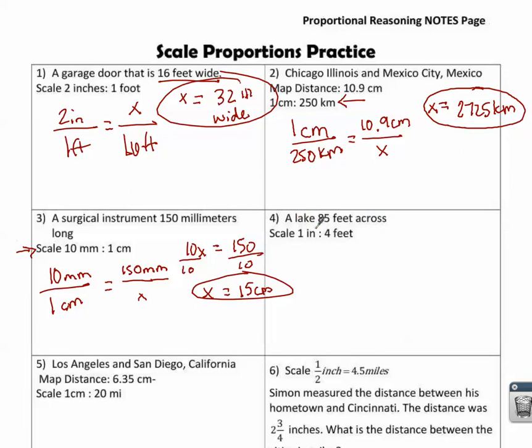In problem 4, it says a lake is 85 feet across, and then it gives you your scale. I'm going to make my scale my first ratio, so it's 1 inch to every 4 feet. Then for my lake that is 85 feet across, feet goes in the denominator, and my x will go in the numerator. 1 times 85 is 85. 4 times x is 4x. You have a one-step equation. Divide by 4 on each side, and you'll get 21.25 inches.